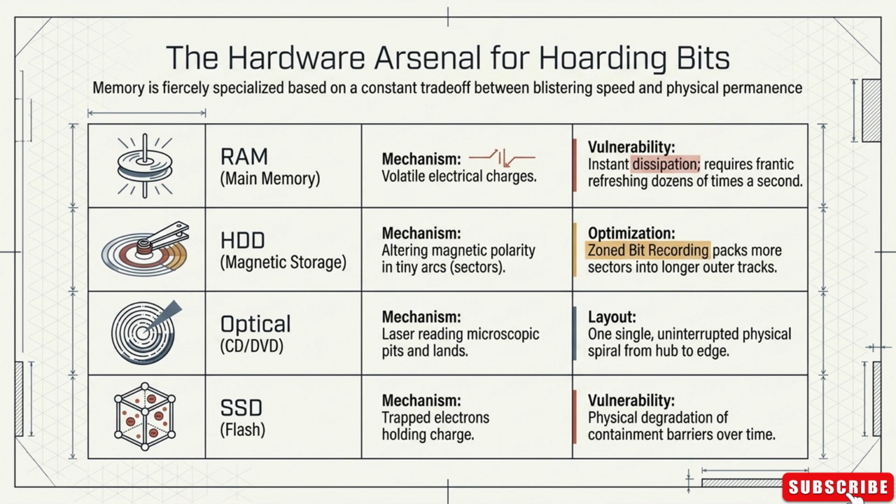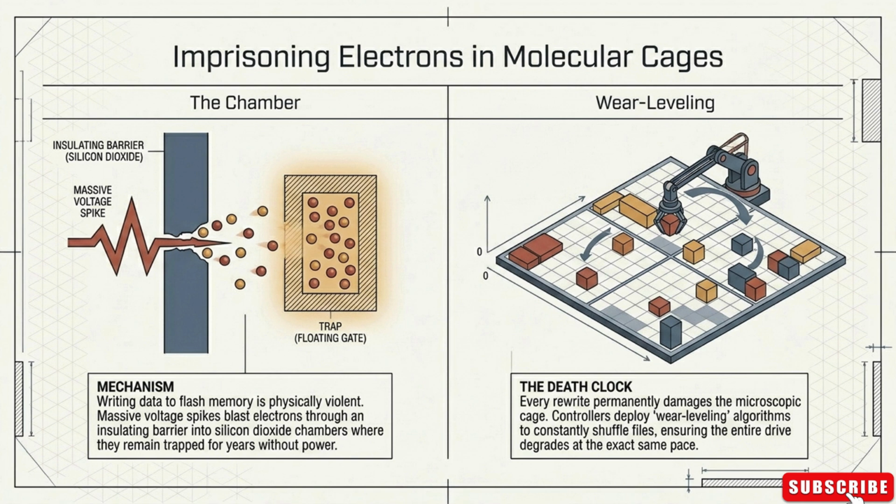It physically imprisons electrons. Literally. When you write data to flash memory, the device sends a massive spike of voltage that forces electrons to jump through an insulating barrier into microscopic chambers made of silicon dioxide. And once the voltage stops, those electrons are basically caged in that chamber. Wow. They can't escape. So because they are physically trapped, they can hold that negative charge for years without any external power source.